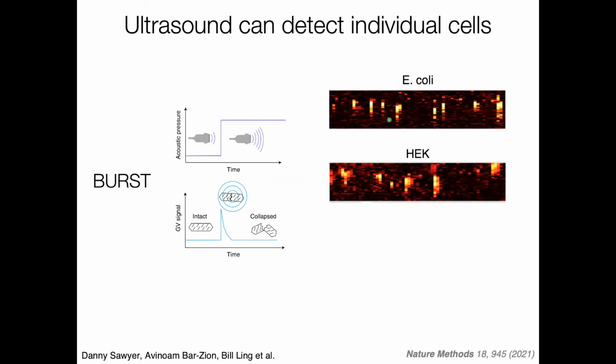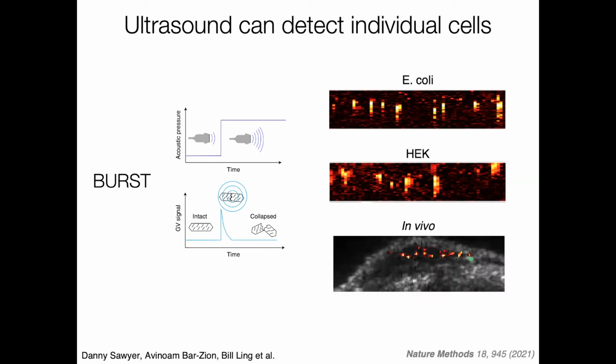So here, these are individual E. coli or HEK cells that we're seeing with ultrasound. Now, you know, the pixels here are on the order of 100 microns. So we're not resolving individual cells, but we're detecting the presence of individual cells. So it shows us that this ultrasound technique can actually be quite sensitive. This is in vitro, and this is in vivo, where we're following the entry of Salmonella into the liver, and we believe that these little signals here are coming from individual cells that have entered into the liver.